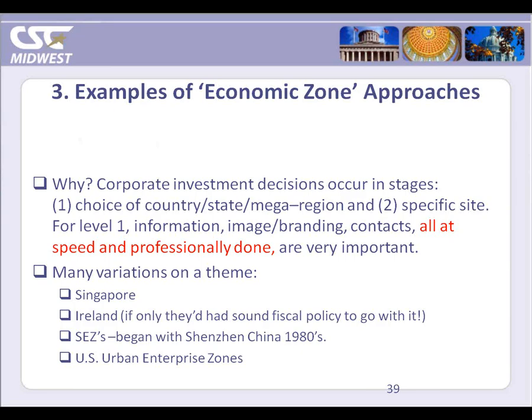There are several variations on this theme. Singapore is just a classic example of an enterprise zone strategy that's been in existence for nearly 40 years. Ireland, more recently, I put a note there. It's not so much their growth strategy that's been in question, but their fiscal strategy that's got them into trouble. The special enterprise zones that started in China in the 80s have blossomed not only in China, but in many other countries now, not just in the less developed countries, but now being tried elsewhere. And, of course, closer to home, we have a variant of this in the urban enterprise zone approach.